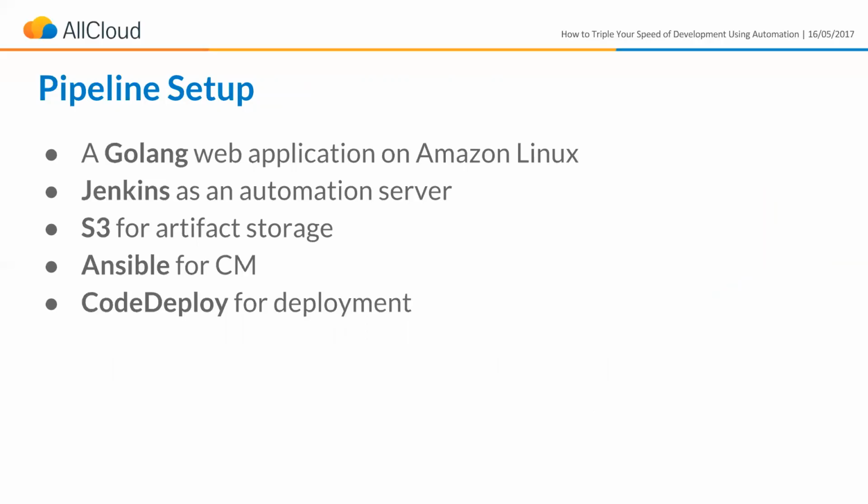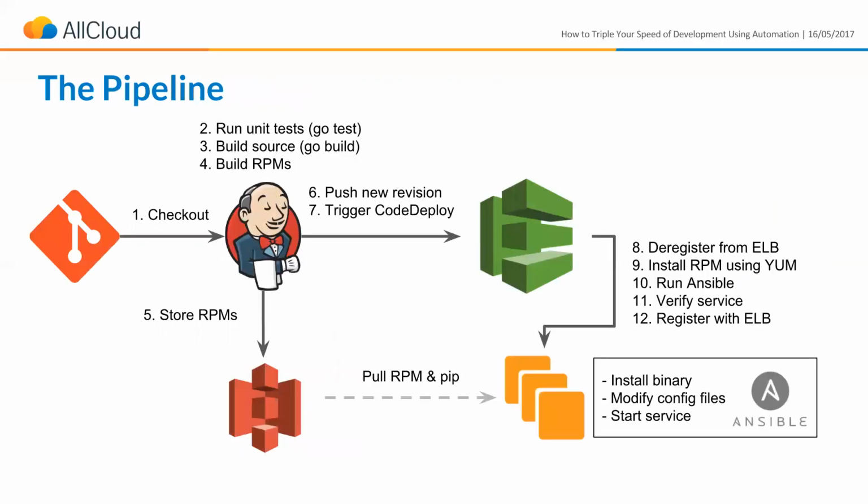So we have a Go application, a web application that's running on Amazon Linux, and we have Jenkins as an automation server. I chose to store the artifacts on S3 and use Ansible for configuration management. And finally, CodeDeploy for orchestrating the deployment. So this is what the pipeline looks like.